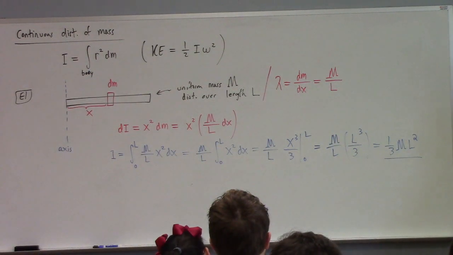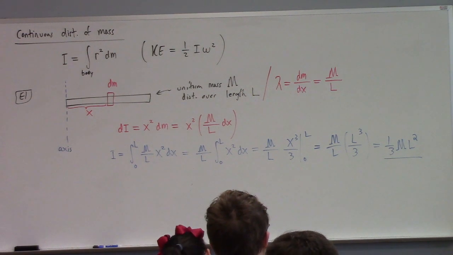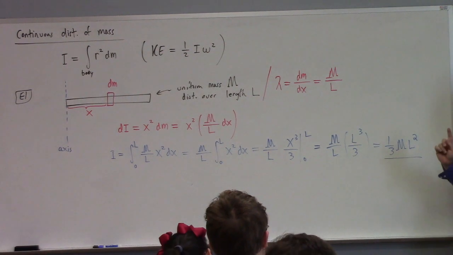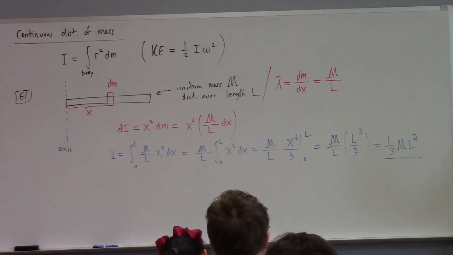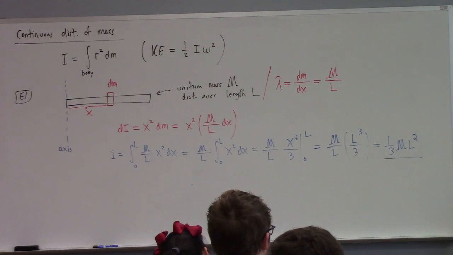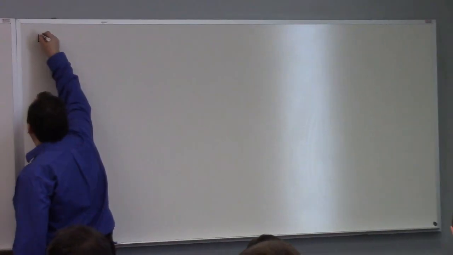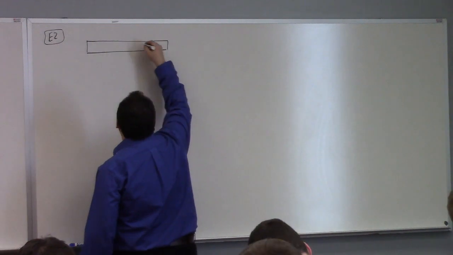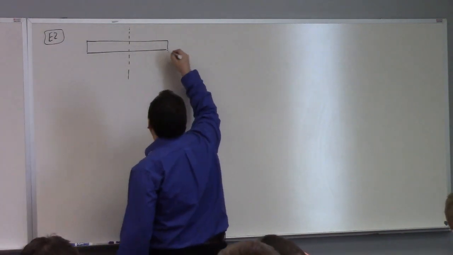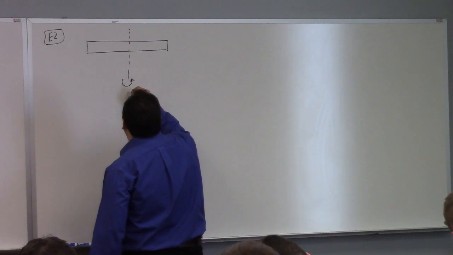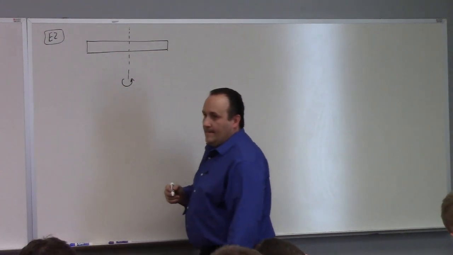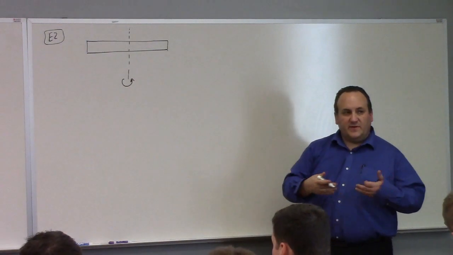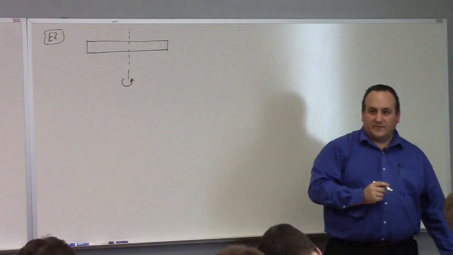Anyway, are we good? So this is the moment of inertia of a rod rotating around its end. What would the moment of inertia be if we took the same rod, but instead rotated it around its middle? So example 2. What if we took the same mass M, but rotated it in the middle? What would the moment of inertia be around the center rather than the end?